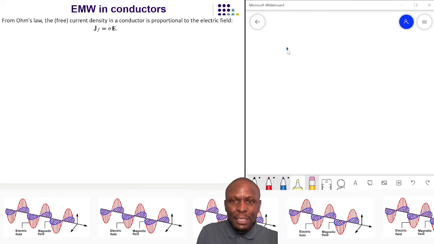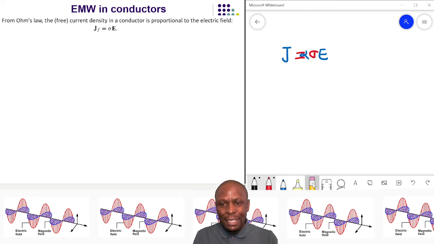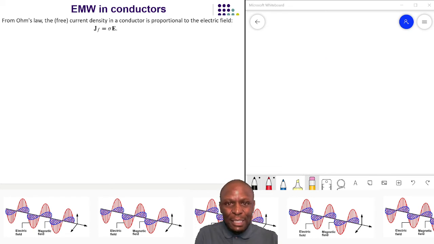What I'm trying to say is that the current density is proportional to the electric field. But now, if we want to have an equal sign there, we have to put in the conductivity. Now here, sigma is actually the conductivity, not the surface charge. I have to make that clear. This is the conductivity, not the surface charge. Just the symbols are the same.